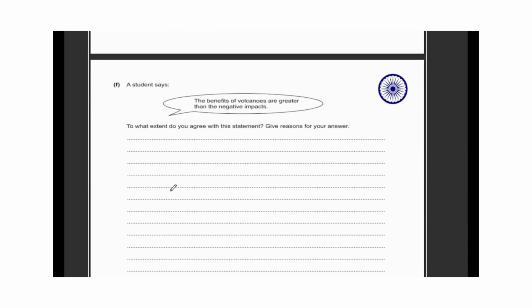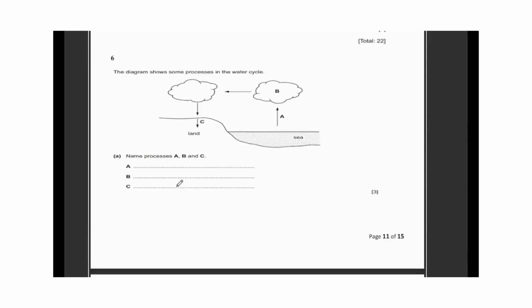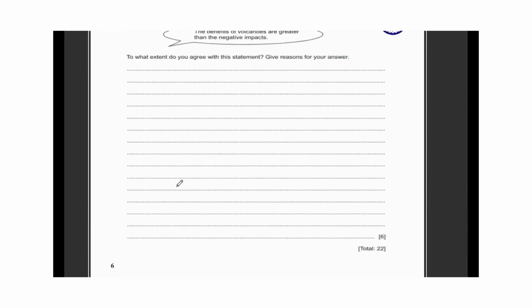Okay. Next one. A student says a dialogue here, the benefits of volcanoes are greater than the negative impacts. Fine, volcanoes are more positive side they are giving. To what extent do you agree with this statement? Now, whenever you have such kind of question, whether to agree or not, first thing very important one is you should mention whether you agree with the statement or not. Okay, so let's go with the statement first. So next one.